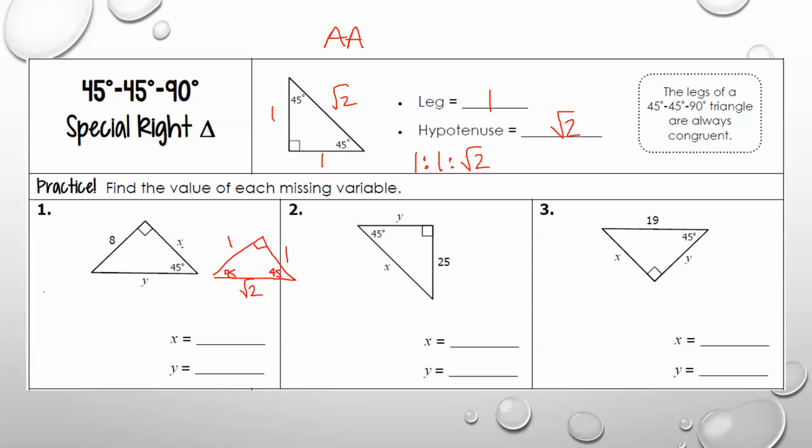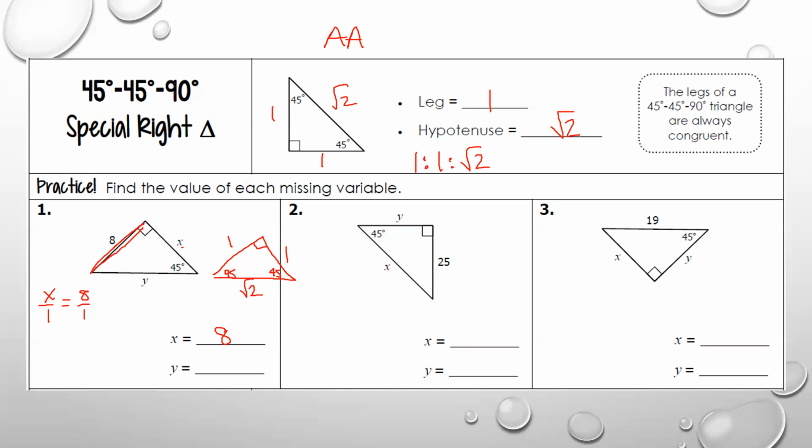X corresponds to 1 and 8 corresponds to 1. And so when you cross multiply, you get X equals 8. You didn't really have to cross multiply here since they both had a denominator of 1. It's also important to note that a 45-45-90 is isosceles, which means that its legs will always be congruent. So if you know one leg of this isosceles triangle, you will immediately know the other one.